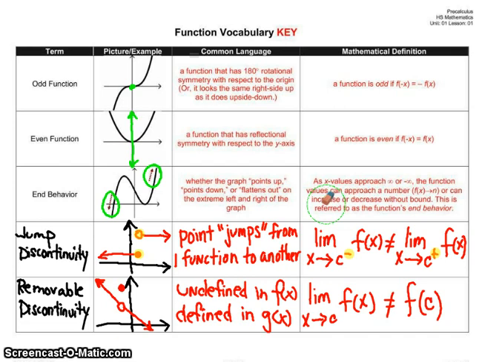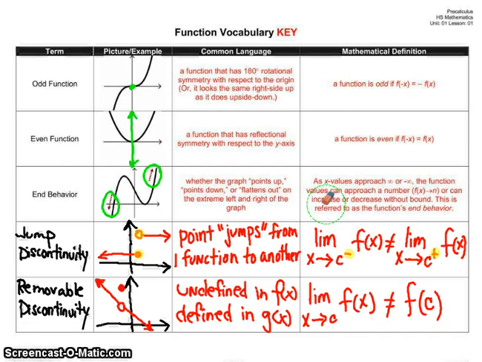And also we're going to focus on removable discontinuity, which is our last word. There's the pictorial representation. The common language is undefined in f of x, but is defined in g of x. And the mathematical definition is the limit as x approaches c of f of x does not equal f of c. This is the function vocabulary that we're going to be using throughout the course.